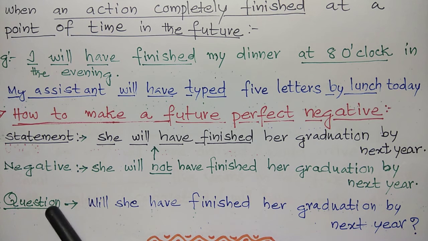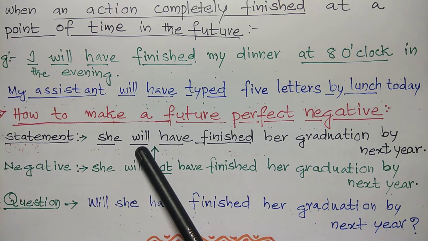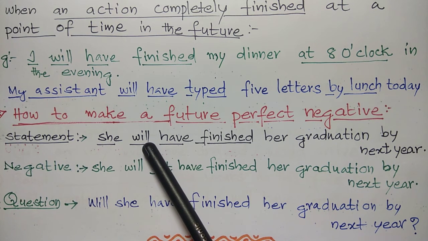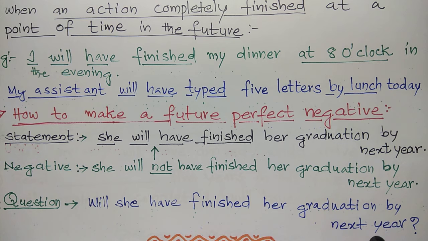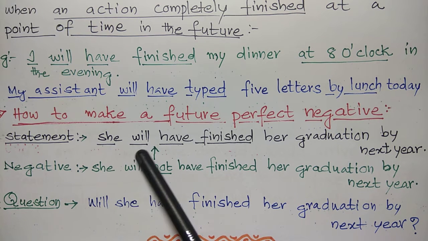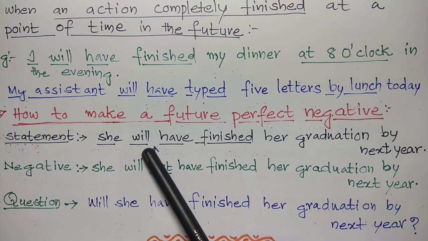And to make a question, just interchange the subject and the auxiliary verb will. Will she have finished her graduation by next year? It became a question. Just interchange the subject and the auxiliary verb will. So it's all about the future perfect tense.